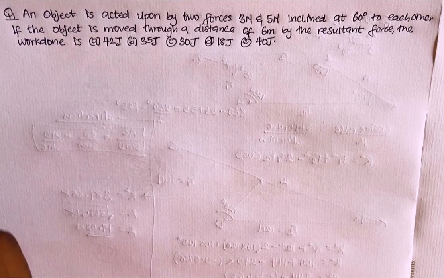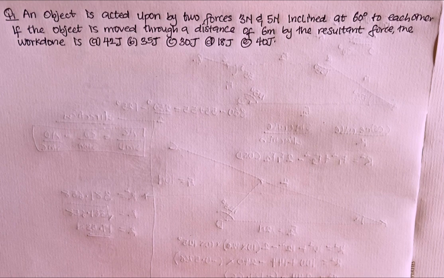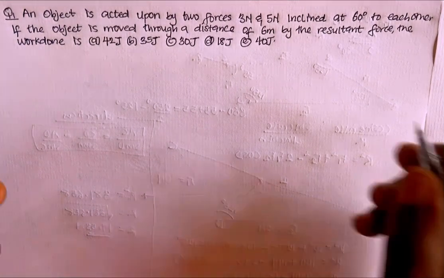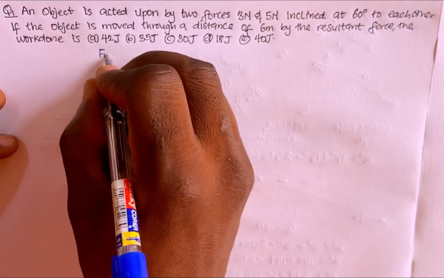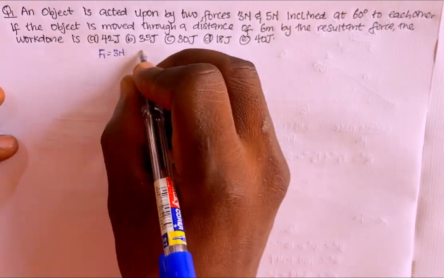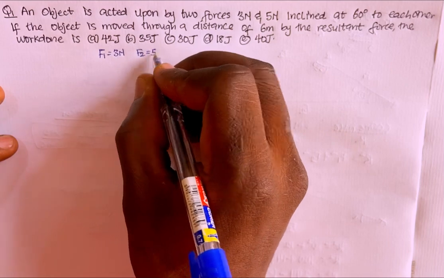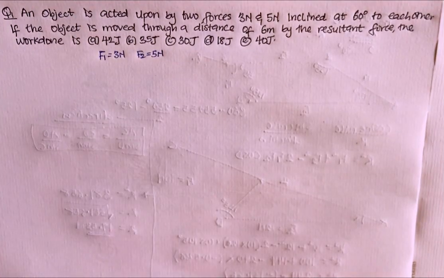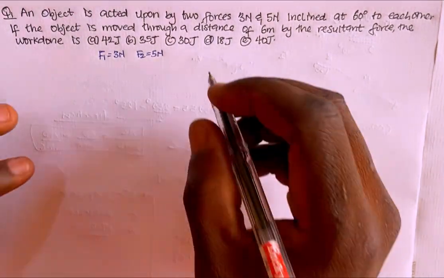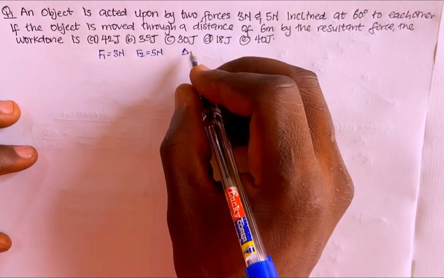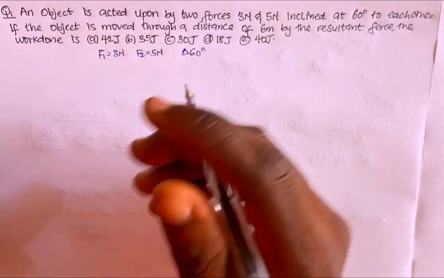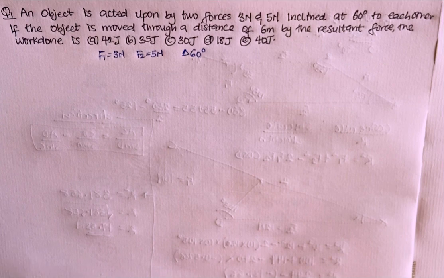Now, considering the first question, an object is acted upon by two forces, 3 Newton and 5 Newton. Let's say our force F1 equals 3 Newton, right? And our force F2 equals 5 Newton, inclined at angle 60 degrees to each other, right? That is, both are acting at angle 60 degrees to each other.